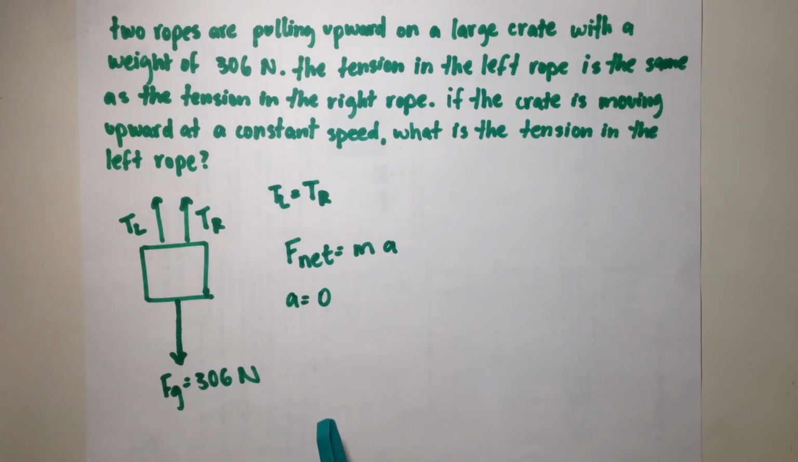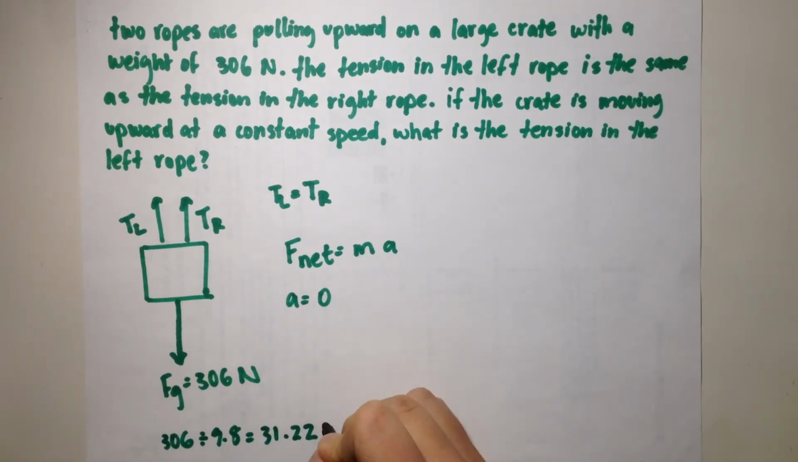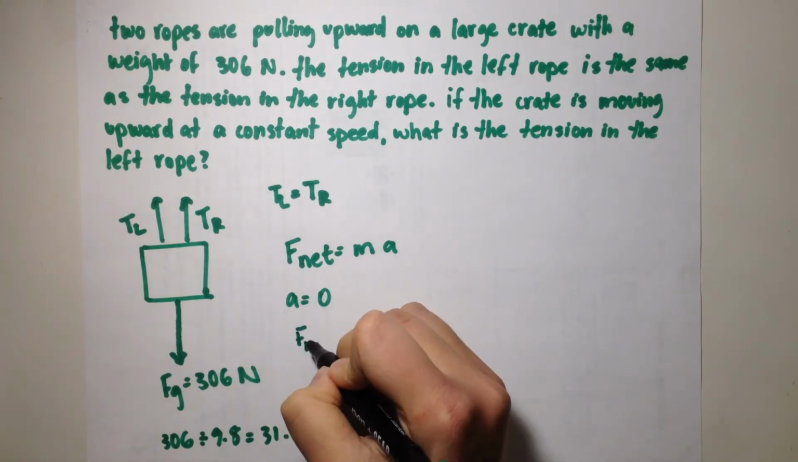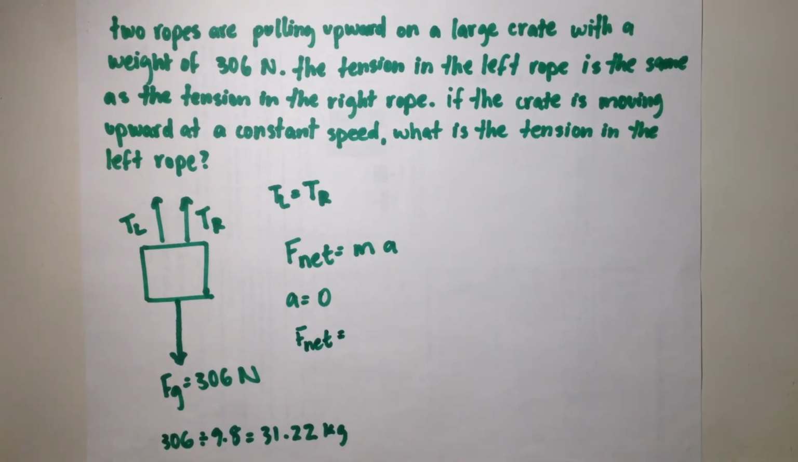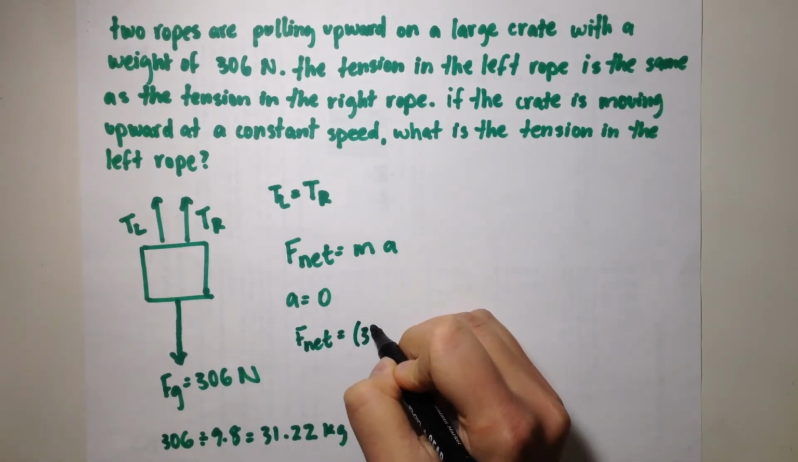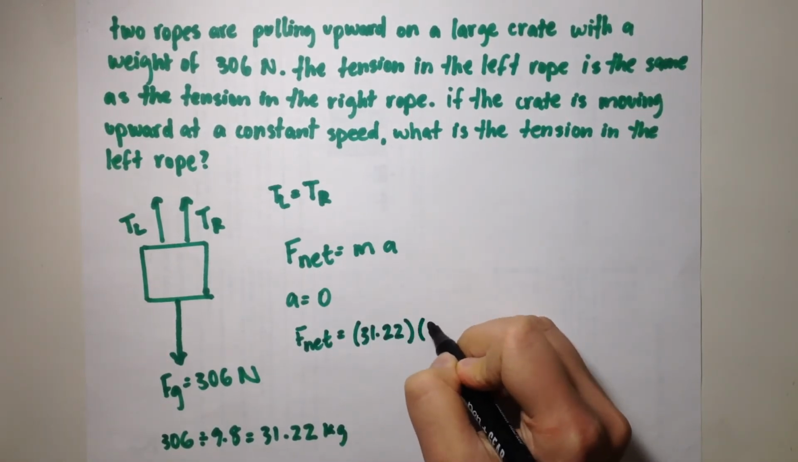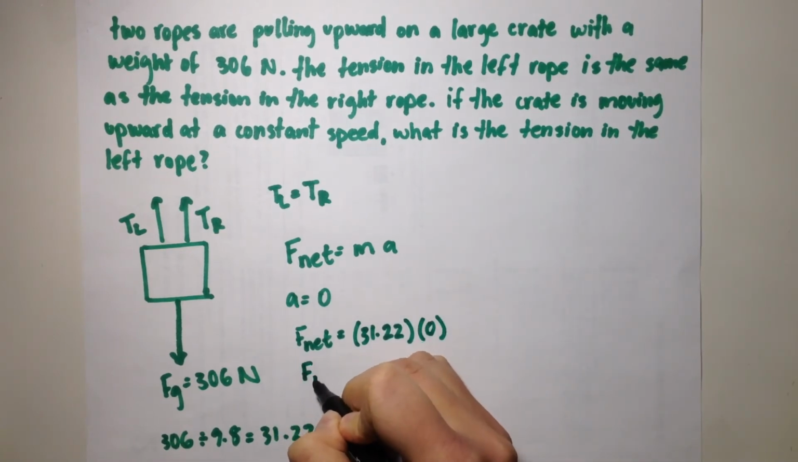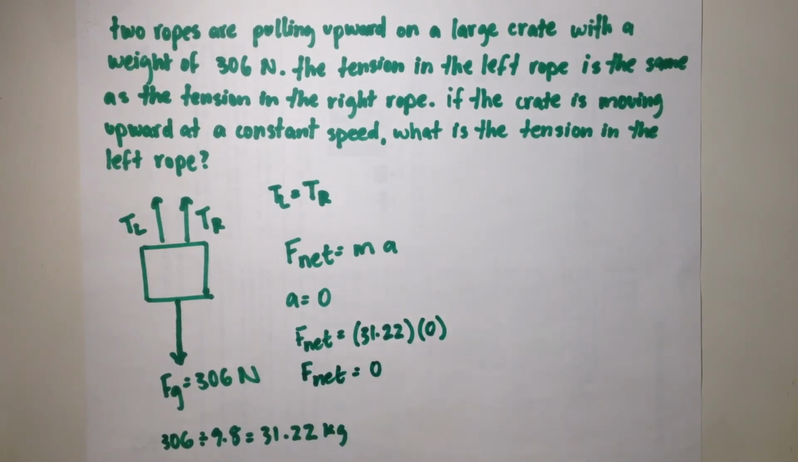And we can find the mass of this crate by dividing its weight by 9.8. So 306 divided by 9.8 gives us 31.22 kilograms as this crate's mass. So F net equals 31.22 times 0. So F net is equal to 0.